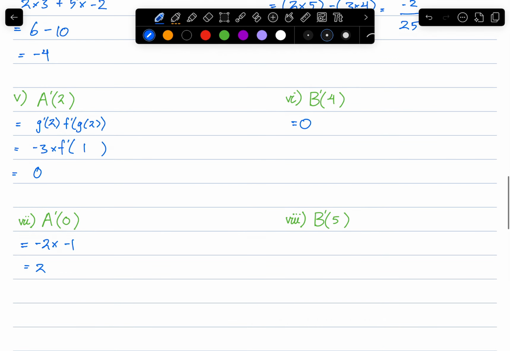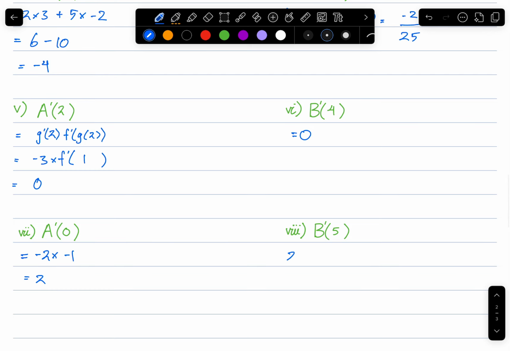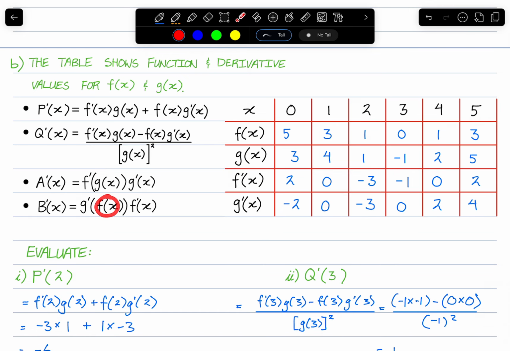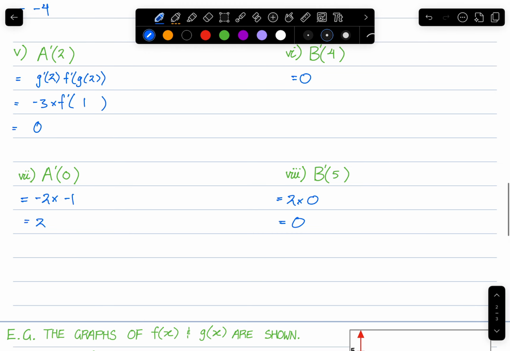Last one. B prime of 5. Same deal. B prime of 5. We're following this column. F prime of 5 is 2 times g prime of f of 5. We go f of 5 becomes 3. So now here that becomes 3. So this is now read as g prime of 3. G prime of 3 is 0. So all of this just becomes a 0. So this is a stationary point.